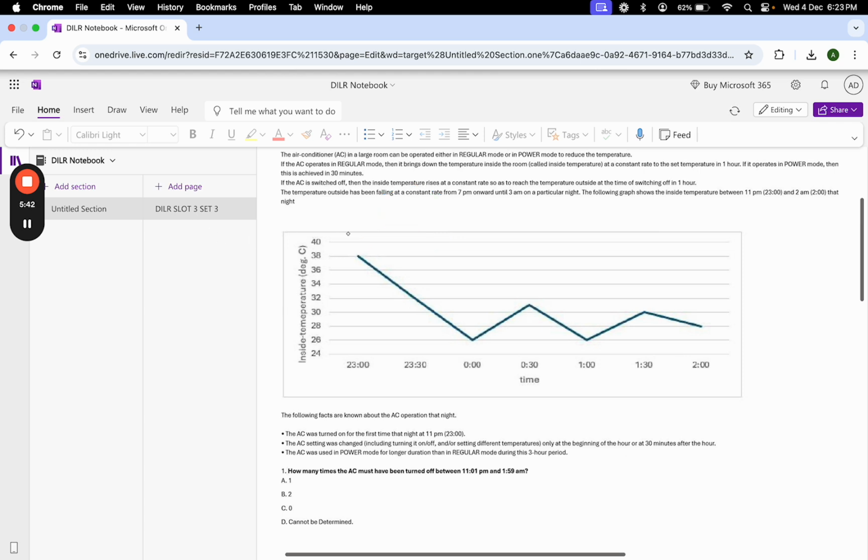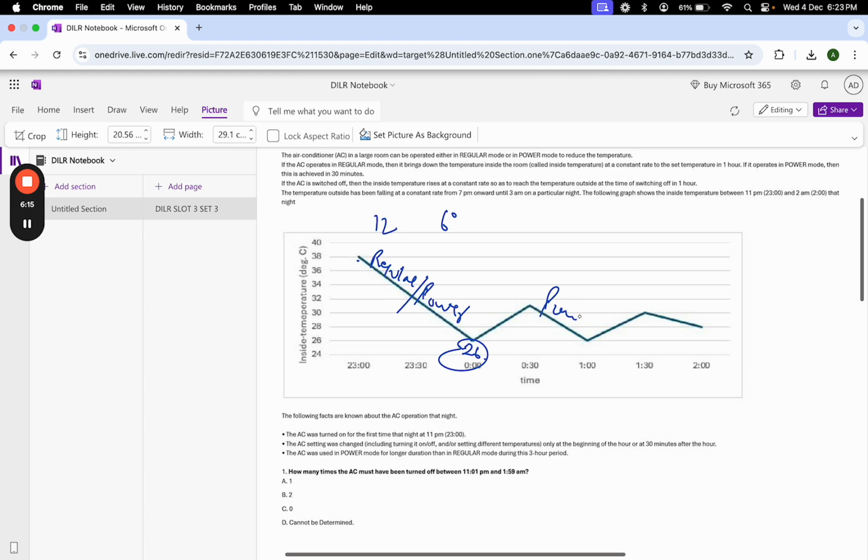So in my opinion, regular would have been started either here, since the drop rate, if you see 38 to 26 is 12, and at 11:30 it's 32, so that means 6 degrees. So even if it would have run at regular, it would have achieved the optimum temperature in 1 hour. So either it would have been started here for the first 30 minutes or for the next 30 minutes.